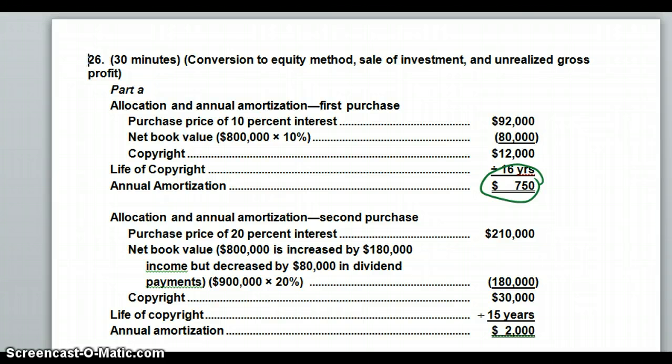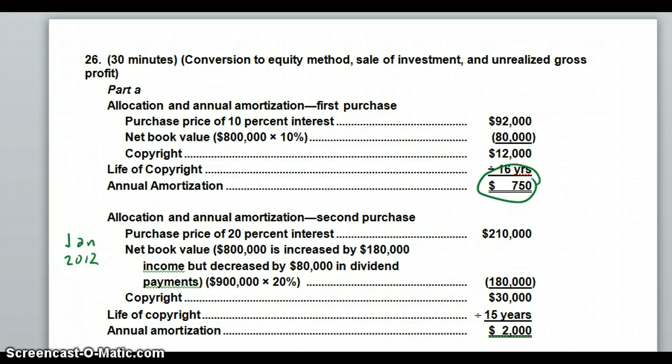The second purchase of 20% interest was for $210,000. At the point, January 2012, that this purchase occurred, the book value is now bigger. The book value is bigger by $100,000 because of $180,000 in income less $80,000 in dividend. So they paid an extra $30,000 above book value.